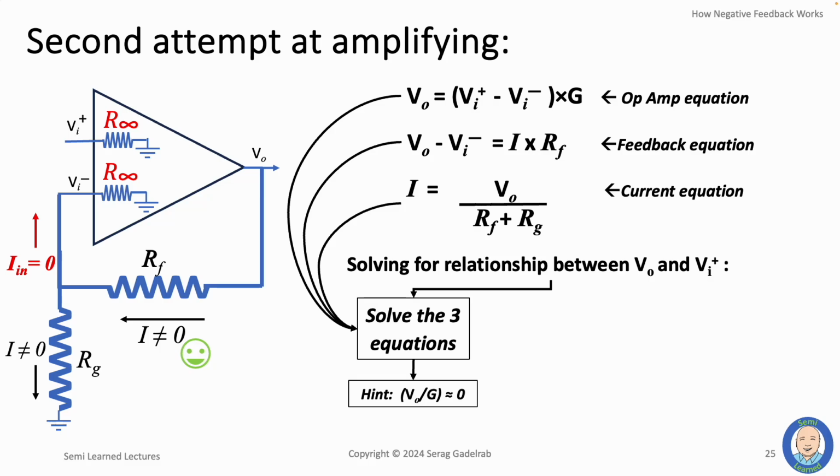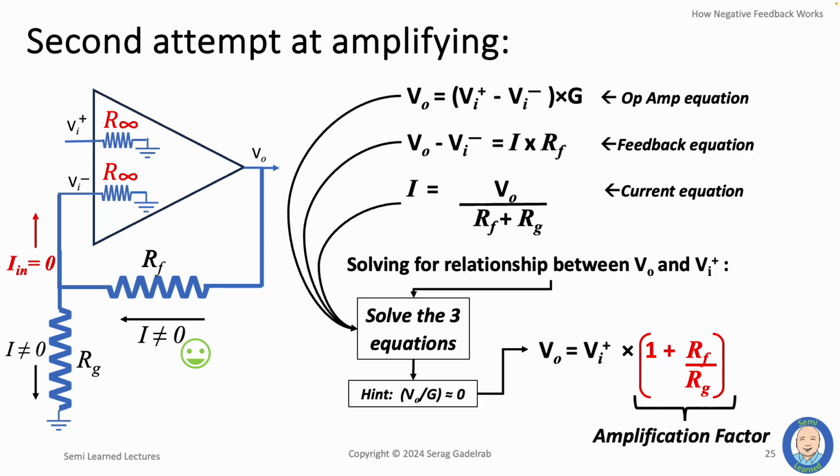Once the algebra is completed, the solution should look like this. That formula tells us that Vout can now be much higher than the input voltage. The amplification factor, which is shown in red, is proportional to the ratio of two of the resistors. So if we set RF to be 100 times larger than RG, then the amplification factor will be about 100. Actually, it'll be about 101 because of the number 1 in the equation.